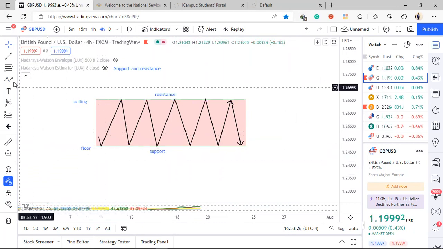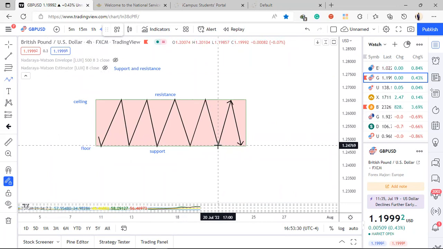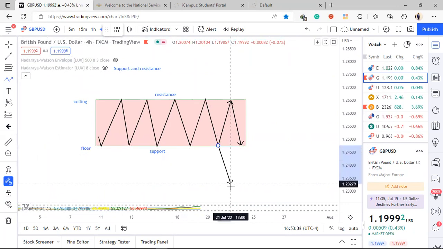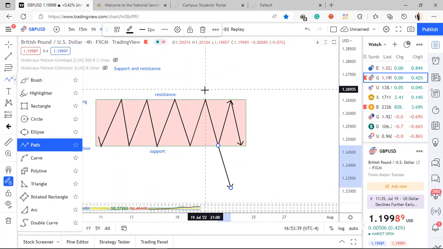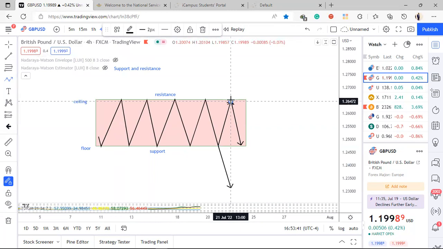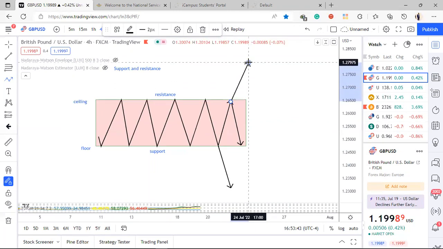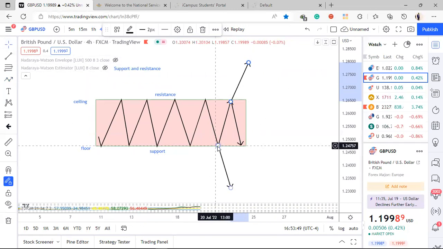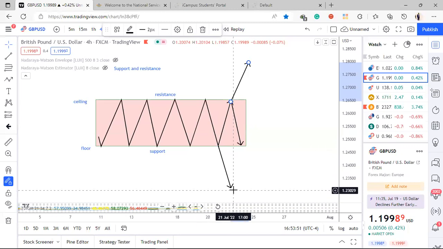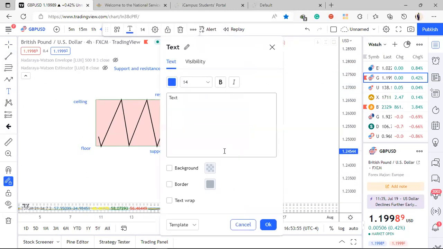There can be instances where price may hit here and then continue going down. There can be instances where price may hit here and continue going up. The moment price hits here and continued going down, we say there is a breakout.